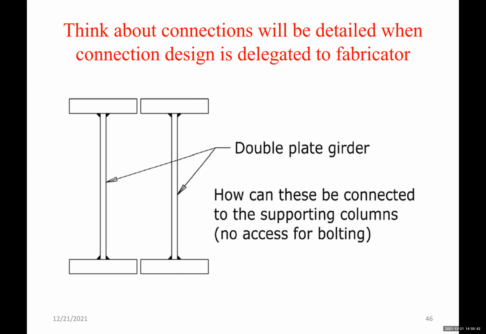Always think about connections, meaning how the members are put together. So you are designing a steel building. While you are designing or sketching or viewing drawings, after maybe receiving a framing plan from the CAD designers, think about how these members are put together. What type of connections can be done or cannot be done? And this is an example, for example, when you have double plate girders.